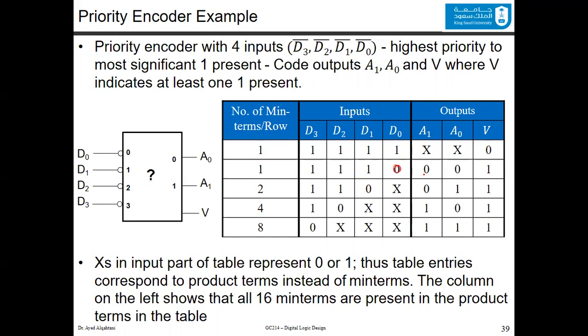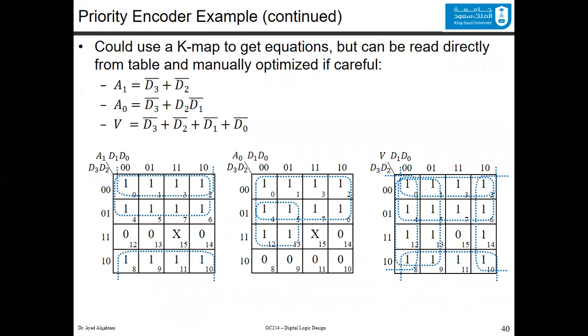So this 0 will have the code 0, 0. This 0 will have the priority, and the code will be 1, 0. This 0 will have the code 0, 1, and this 0 will have the code 1, 1. And in a similar way, you can get the equation of A1, A0, and V. But now you have the don't care in position number 15.